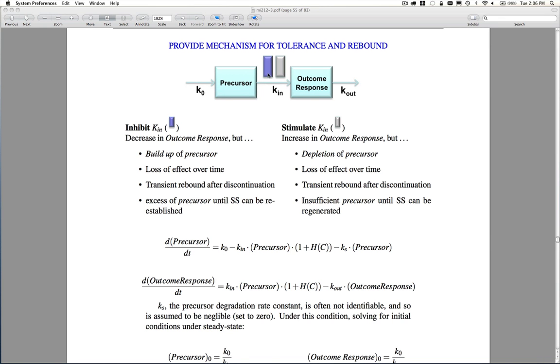And then when you completely remove this inhibition at the end of therapy, that buildup of precursor, if you will, comes through the pipeline and causes an increase in the outcome response above and beyond what you started with.